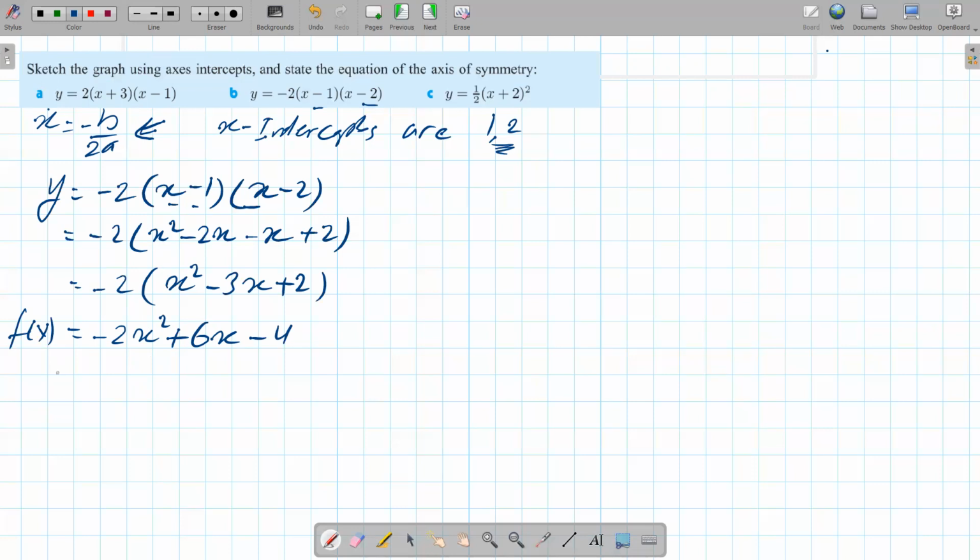From this expression, we can find the axis of symmetry, x equals negative b over 2a. Negative b over 2a is represented by negative 6 over 2 times negative 2, which is negative 4, so it becomes 6 over 4, which is 3 over 2 in the simplest form. Got the idea? Yep. Okay. Tell me about the y-intercept.